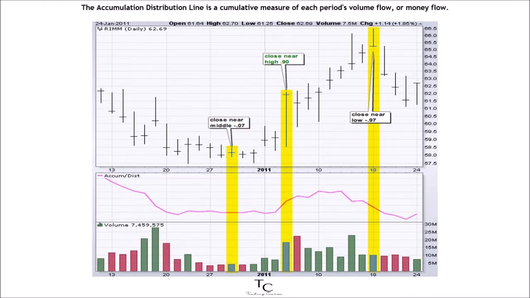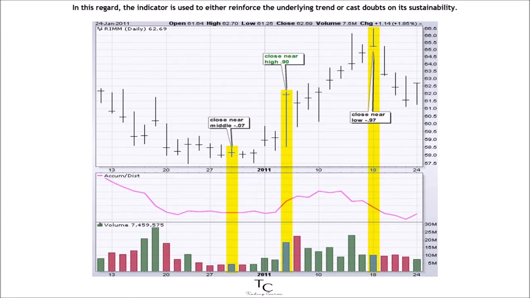The accumulation distribution line is a cumulative measure of each period's volume flow or money flow. A high positive multiplier combined with high volume shows strong buying pressure that pushes the indicator higher. Conversely, a low negative number combined with high volume reflects strong selling pressure that pushes the indicator lower. Money flow volume accumulates to form a line that either confirms or contradicts the underlying price trend.